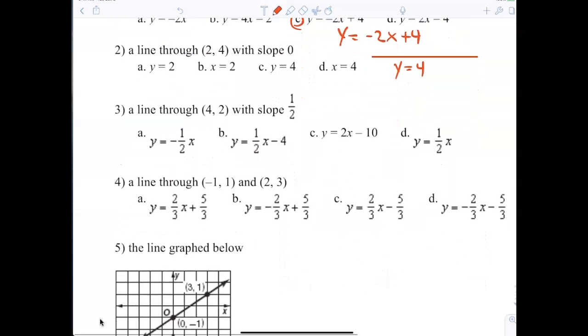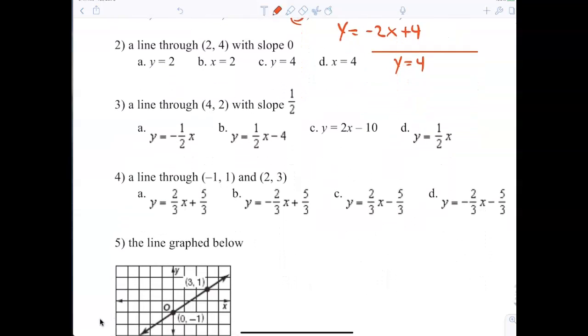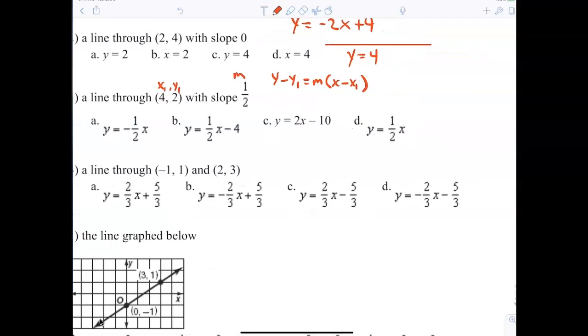Number 3. It doesn't say what form here, but it's kind of obvious because all the answers are in slope-intercept, right? But we will start this with point-slope, because they give you a slope, they give you a point. So again, we would say y minus y1 equals m times x minus x1. And then we plug in. Remember, this is x1, this is y1, and this is m. So when you plug that in, you get y minus 2 equals 1/2 times x minus 4. Now if it said what's point-slope form, that would be your answer.